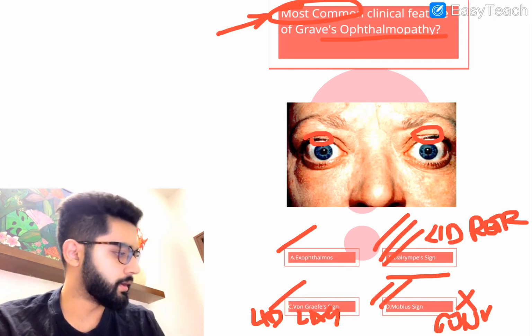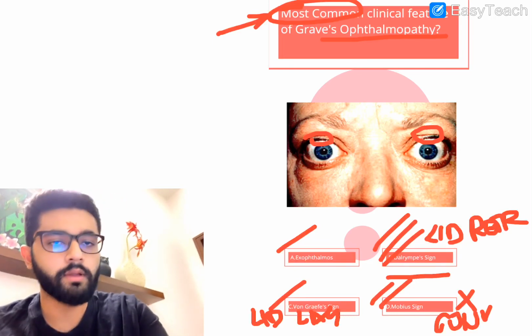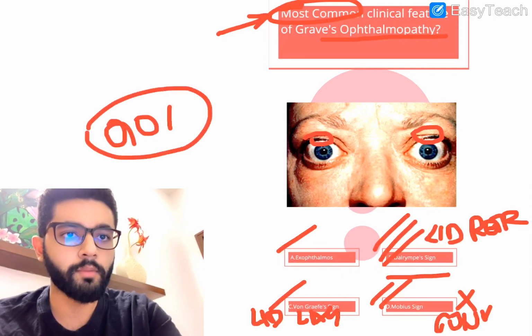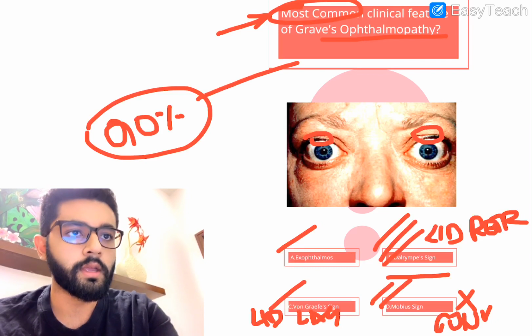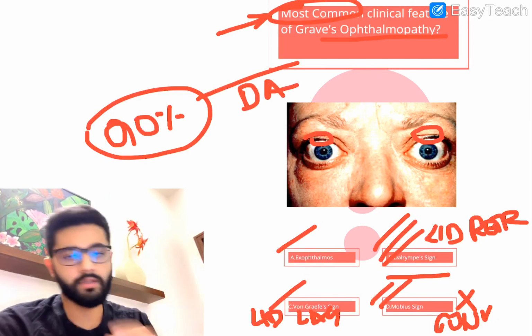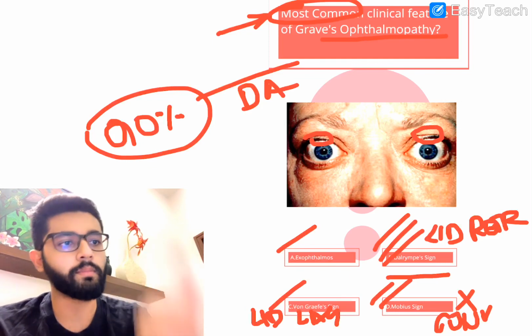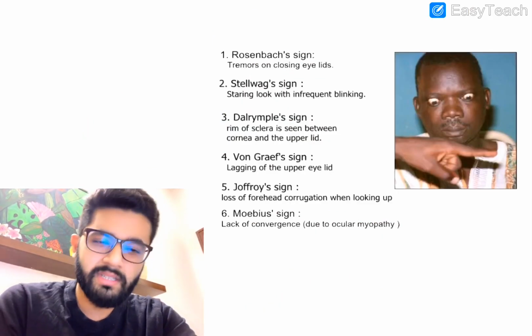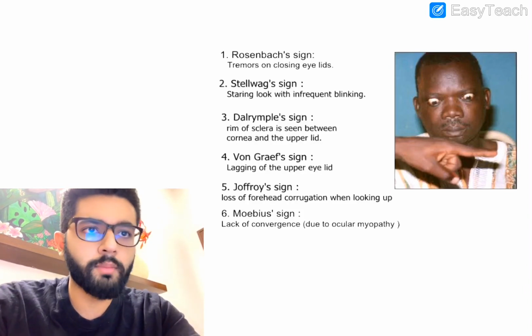Also, a small statistic: 90% of cases of Graves' ophthalmopathy come with the Dalrymple sign. So 90% of cases have Dalrymple sign. So it's that important. Remember, Dalrymple, most common. The other few, I've told you what they are. Again, this is a high-yield topic, so let's quickly go through them. We're running out of time.